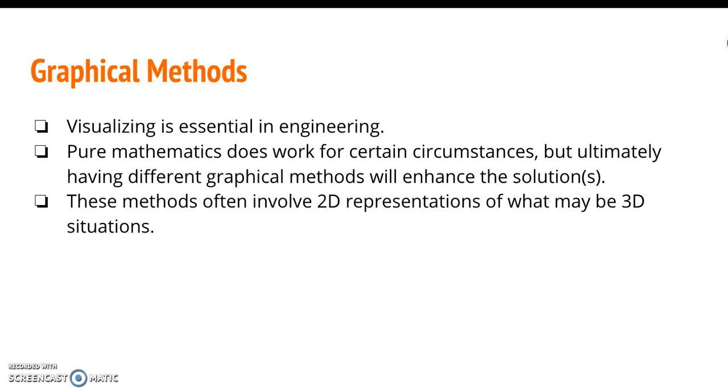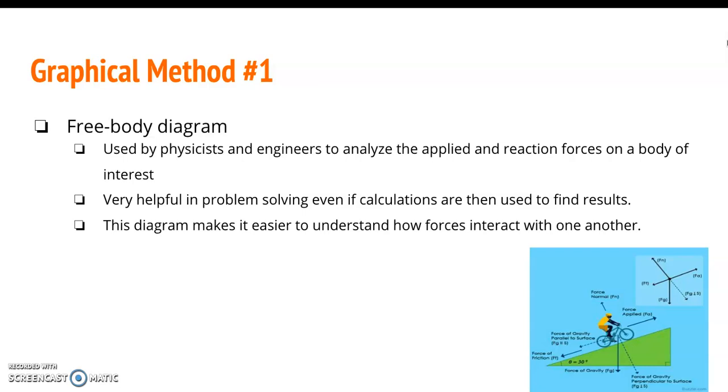The first one is a free body diagram, and that essentially is used by physicists and engineers looking at how forces are acting on a certain object. It is very helpful in problem solving. Even if you're doing actual calculations, they can use these visuals to support their reasoning. You can see the photo in the bottom right that shows the forces of gravity on the bike and on the individual. You have the different applied forces pulling in different directions here.